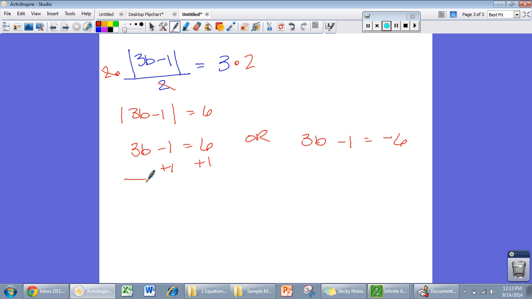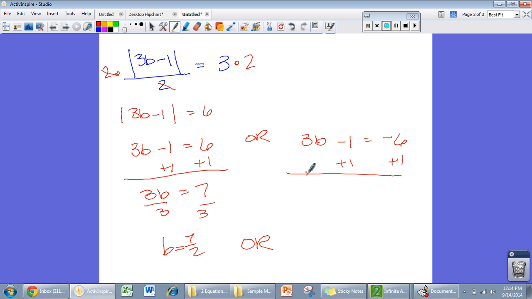Adding 1 to both sides, I get 3b equals 7. Dividing by 3, b equals 7/3. Or my second solution, adding 1, 3b equals negative 5, dividing by 3, b equals negative 5/3. And there we have our two solutions.